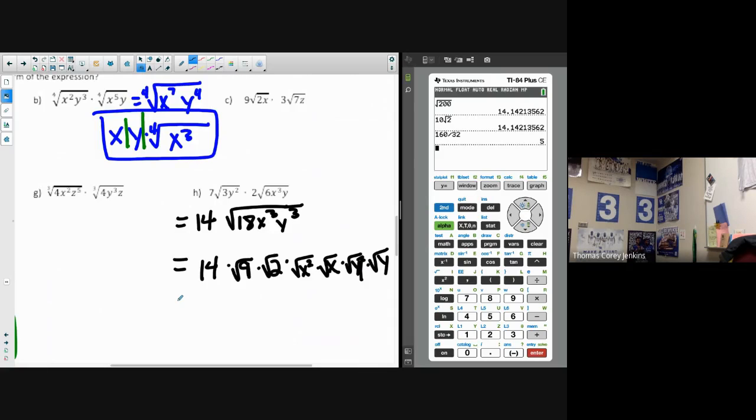So then as we start to simplify, we have 14 times 3 times x times y. And then whatever's left under the radical. So my non-perfect squares were the square root of 2, the square root of x, the square root of y. So the square root of 2xy. So the final simplified answer, 14 times 3 is 42. So we have 42xy times the square root of 2xy.